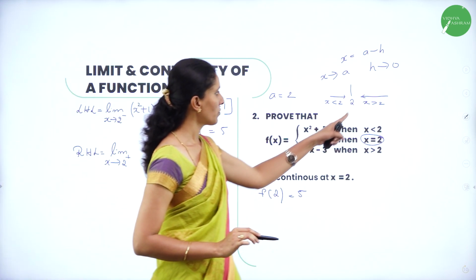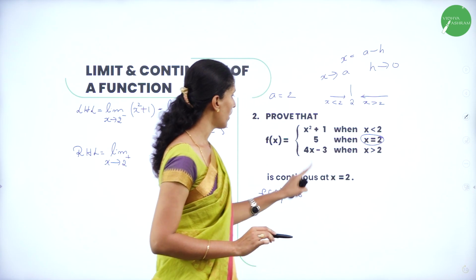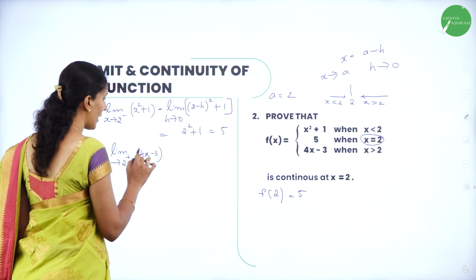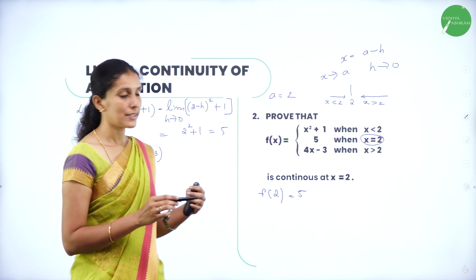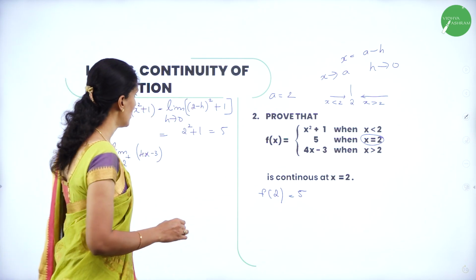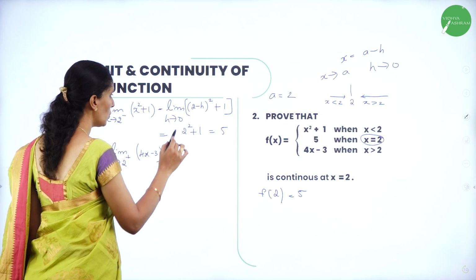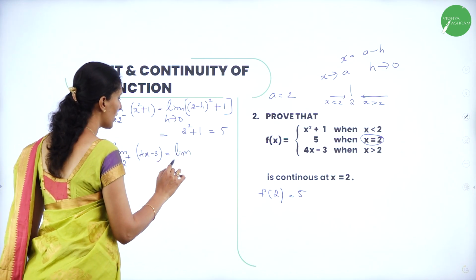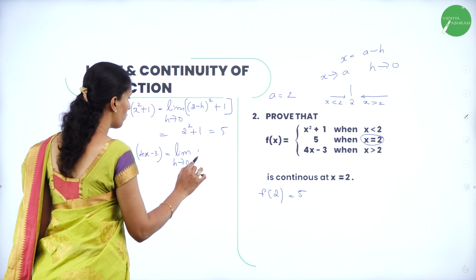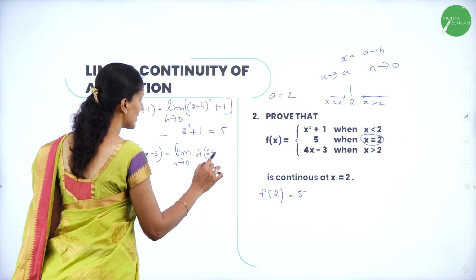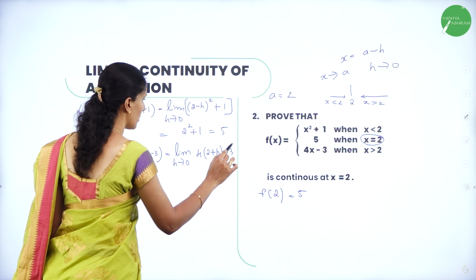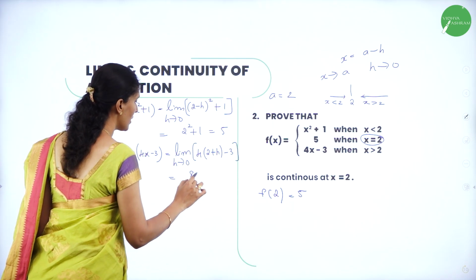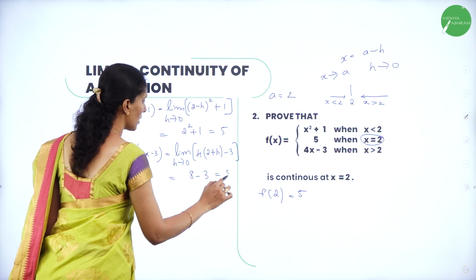When it approaches from the right side, x greater than 2, the function value is 4x minus 3. If you want to find the right hand limit, you have to replace x by a plus h. So the value of a here is 2. So it becomes the limit as h tends to 0 of 4 into 2 plus h minus 3. Now put h equal to 0. This becomes 4 into 2 minus 3, which is equal to 5.